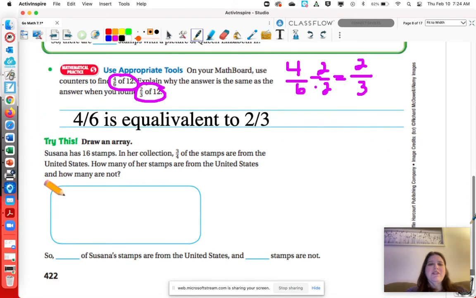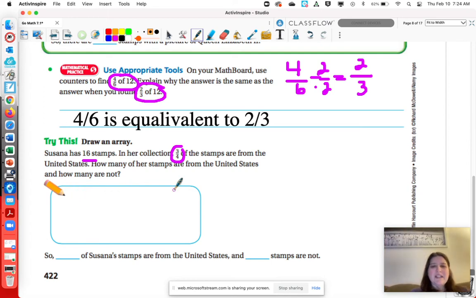So let's go through and do a few more of these. Let's find the problem. Susanna has 16 stamps in her collection. 3/4 of the stamps are from the United States. How many of her stamps are from the United States? And how many are not?